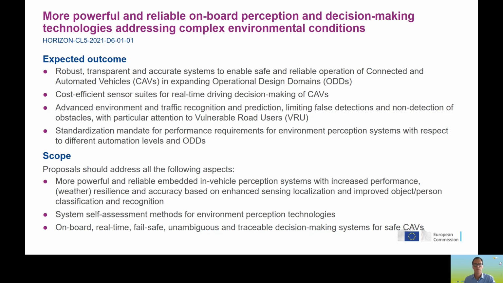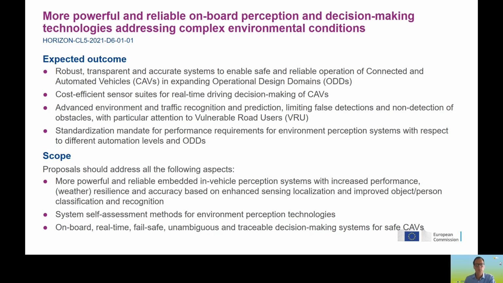Now, on the first topic, on the onboard perception and decision-making technologies, you can see the details here. The expected outcome of this call is that robust, transparent, and accurate systems will emerge to enable safe and reliable operation of CAVs, connected and automated vehicles, in very different operational design domains. As you know, this is the set of conditions under which an automated vehicle is able to operate. And we are looking for it to do so in more complex and larger domains.